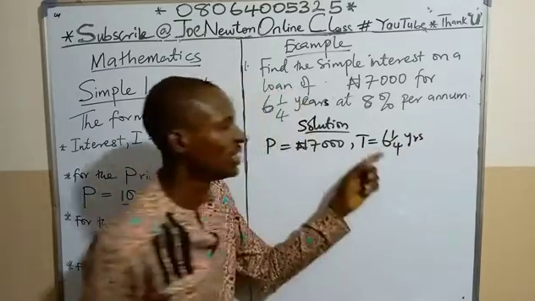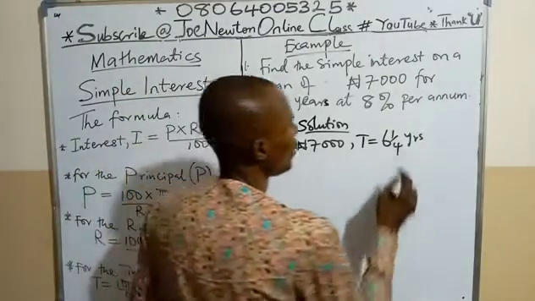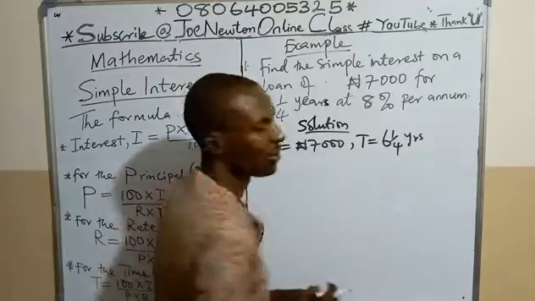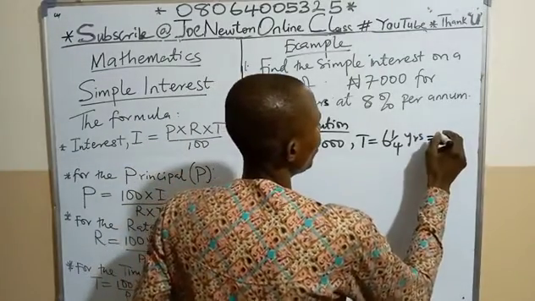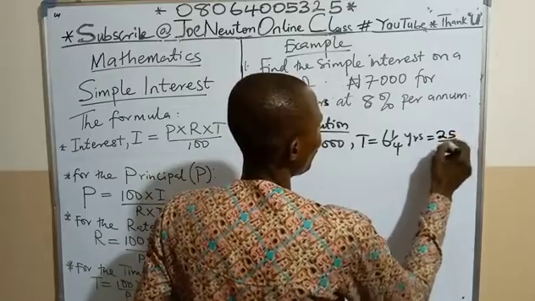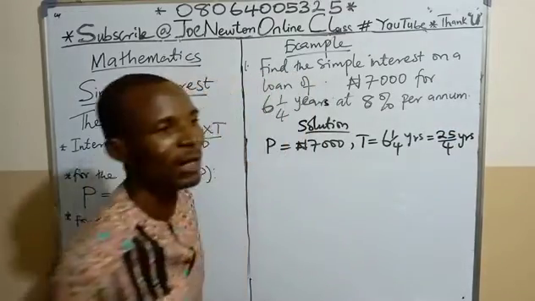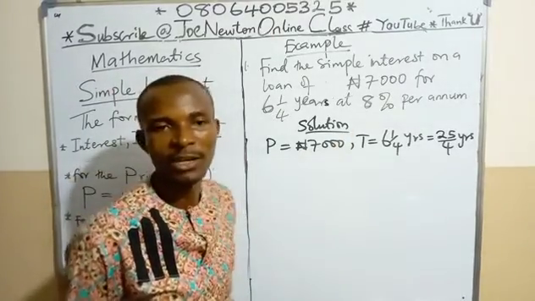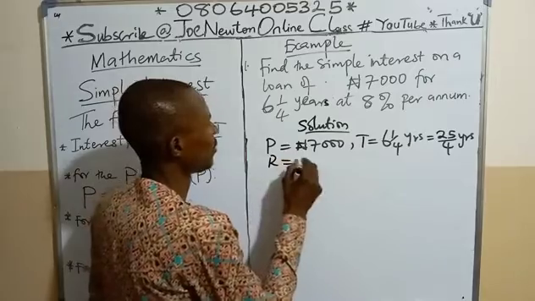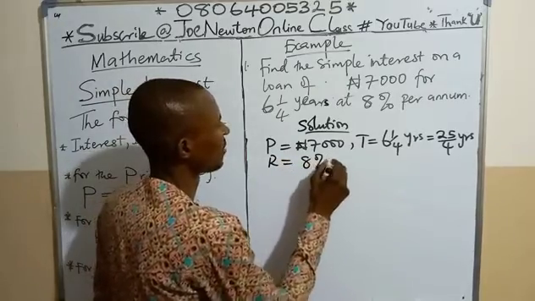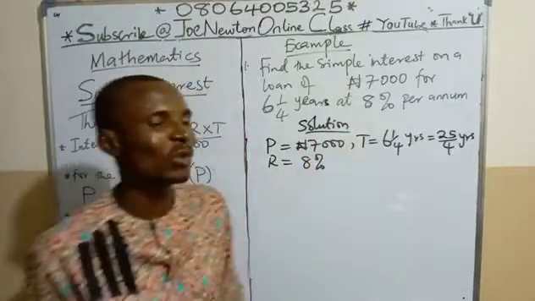Then you quickly change this time to an improper fraction: 4 times 6, that is 24, plus 1, that will give you 25/4 years. Then the percentage is given at 8%. That is, the rate is equal to 8 percent. So with this, we can now introduce our formula.